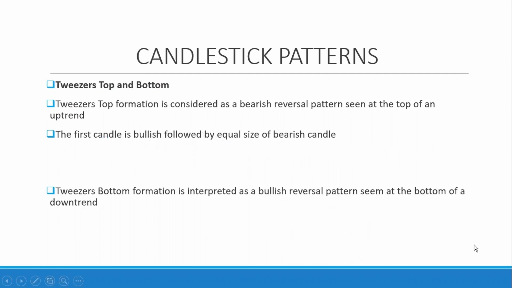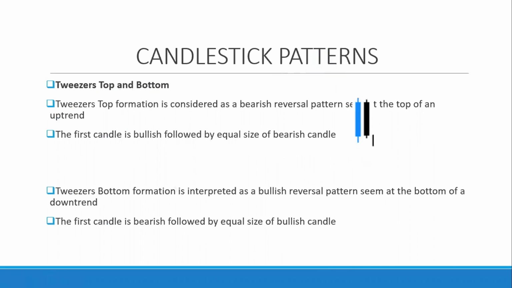Now, let's look at an example. In this image, you see the first candle is bullish, but the next candle is bearish, and they have equal bodies. So this is a tweezer top. Now, the tweezer bottom is the opposite. The candle formed here will be formed at the top of an uptrend, telling you that the market is about to reverse to the downside.